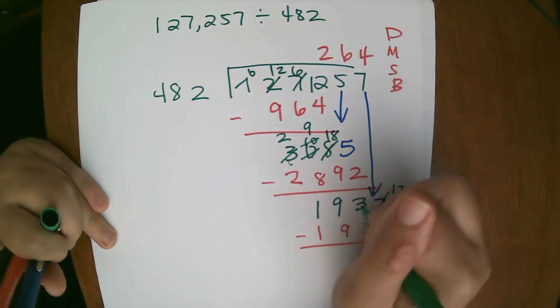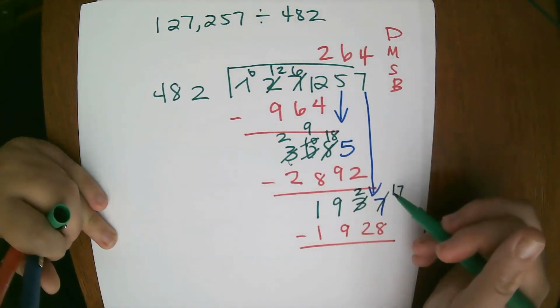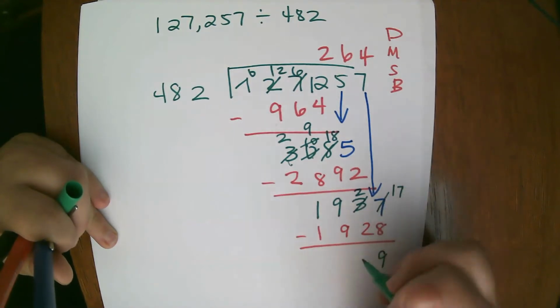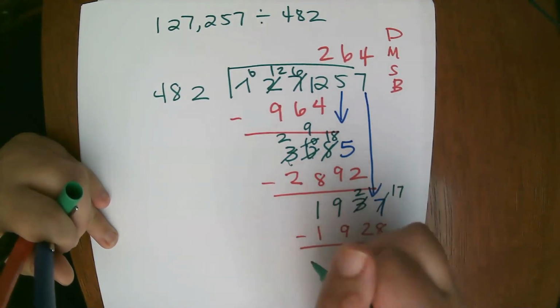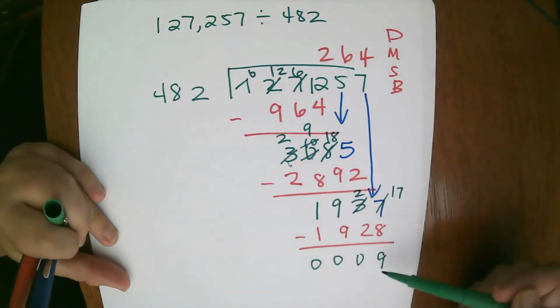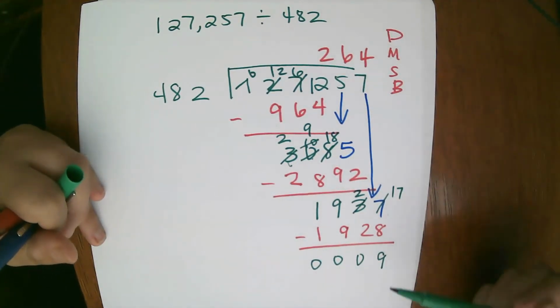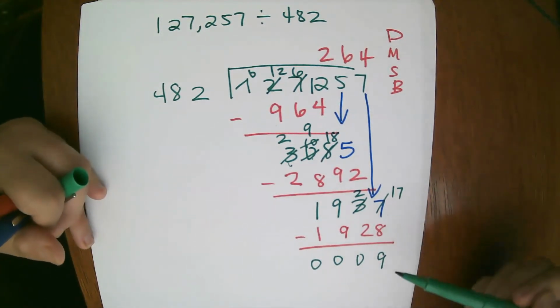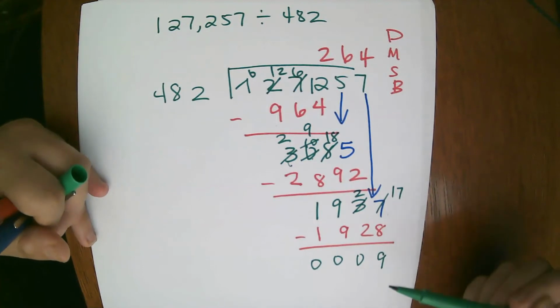We got to do more borrowing here. So 7 minus 8, can't do it, right? So this becomes a 17. This becomes a 2. 17 minus 8 is 9. 2 minus 2 is 0. 9 minus 9 is 0. 1 minus 1 is 0. So we have a remainder here. I have nothing else to bring down, so that's my remainder.